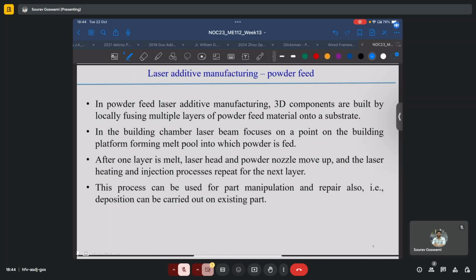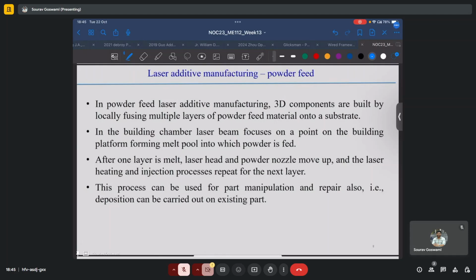This process can also be used for part manipulation and repair. That is, deposition can be carried out on an existing part. We also saw an example of how laser DED can be used for repairing existing parts which may have failed in service. This can be done by scanning the broken part or the part to be repaired and generating a toolpath only for deposition in the region which requires repair. The laser can be made to scan selectively over those regions only, deposit the material, and with a little post-processing, the part can be made as good as new.